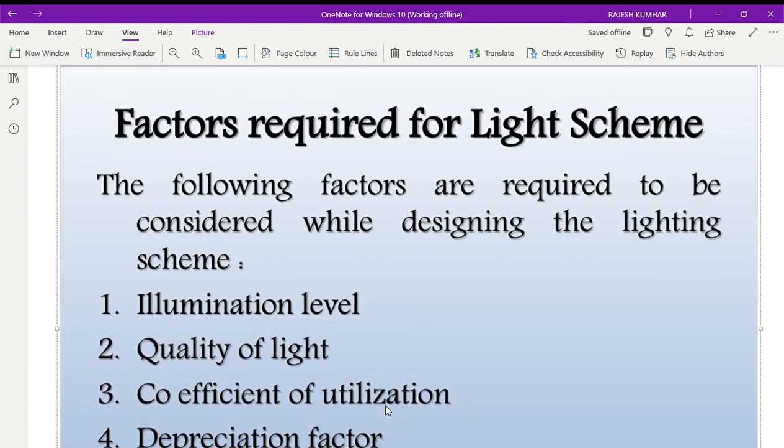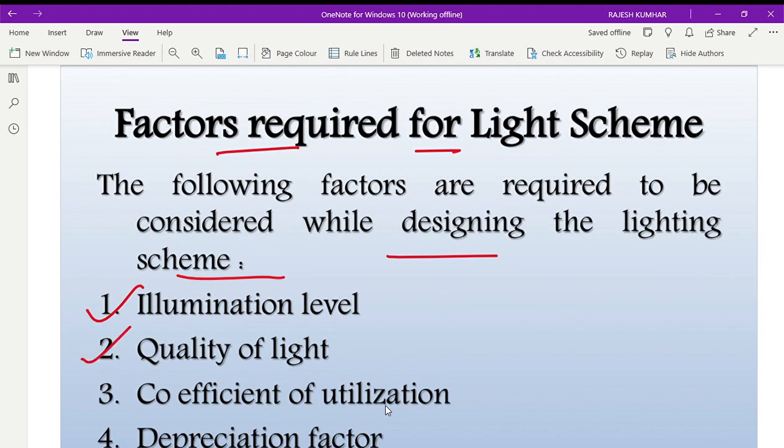This is used only in general conditions. Now we talk about some factors affecting the design of lighting schemes. The first is the illumination level. What is the illumination level? It is the most vital factor in deciding the number and wattage of luminaires so that we are able to see and recognize the object properly.